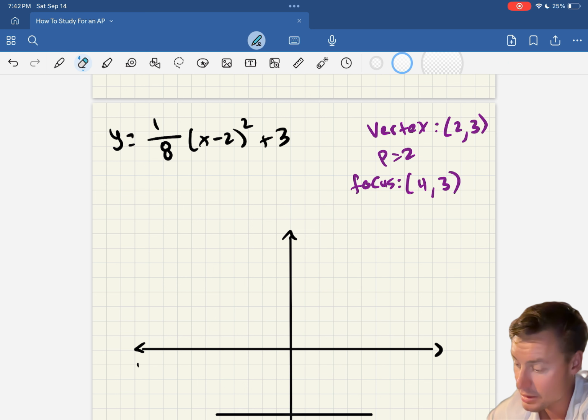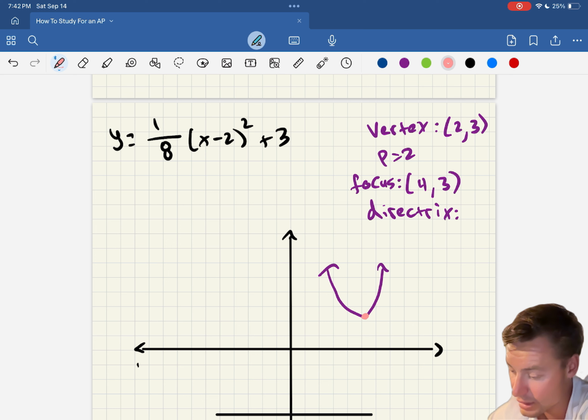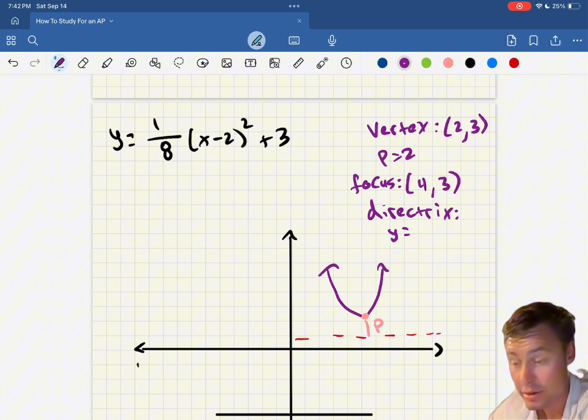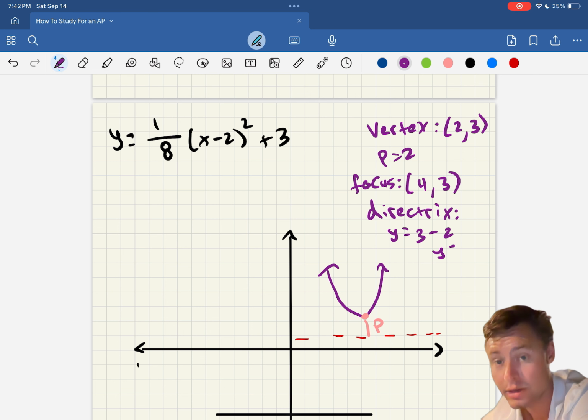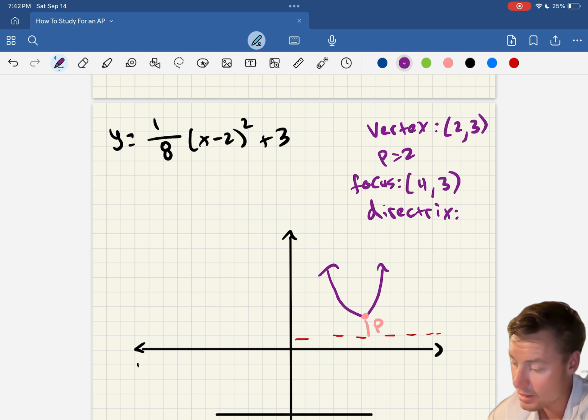Let's do our directrix. What's our directrix? Okay, so actually let's put that sketch back. If this is our vertex, our directrix is just p units below the vertex. So all I would do for the directrix is it would be y equals whatever the y value of the vertex is minus p. Okay, so it's y equals 1. That's the equation of my directrix. Y equals 1. All right, so now we can start graphing our parabola.